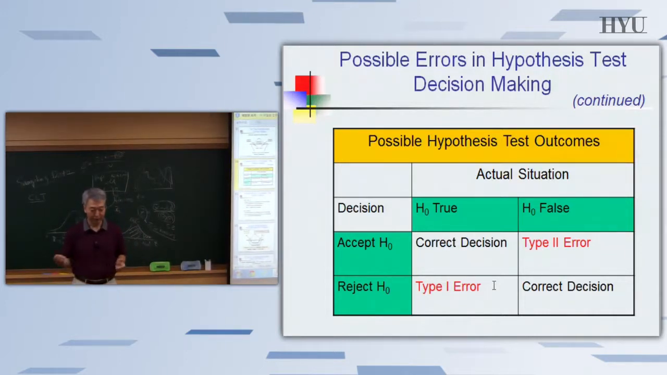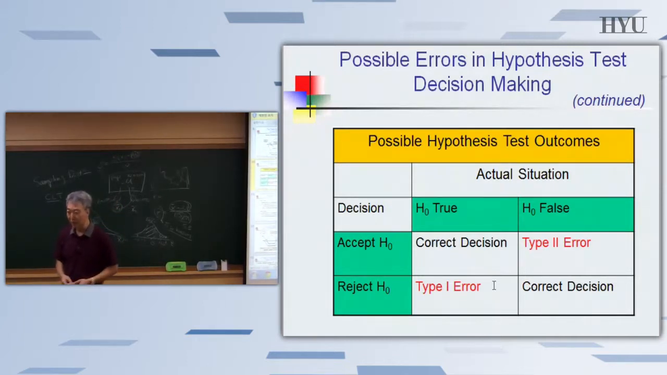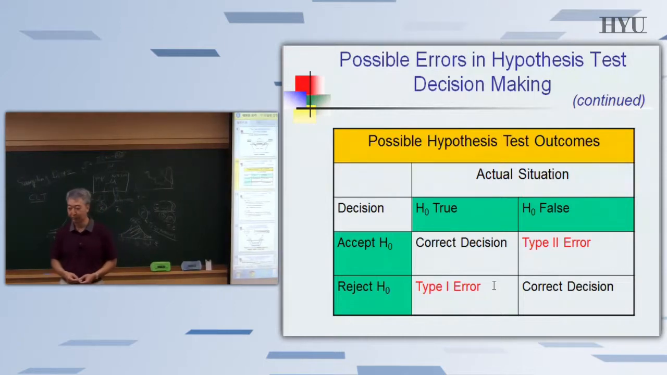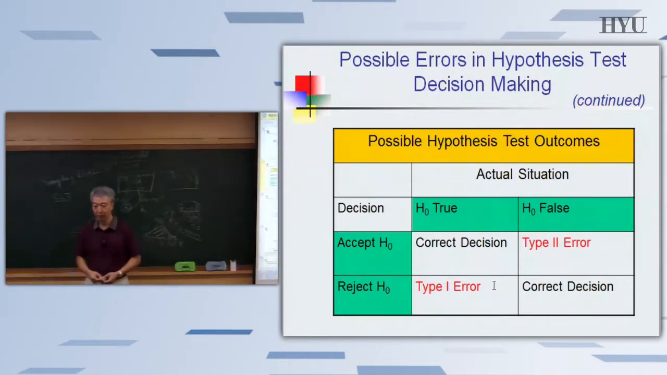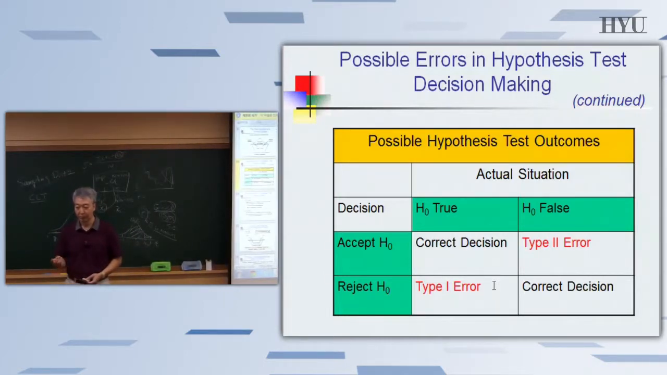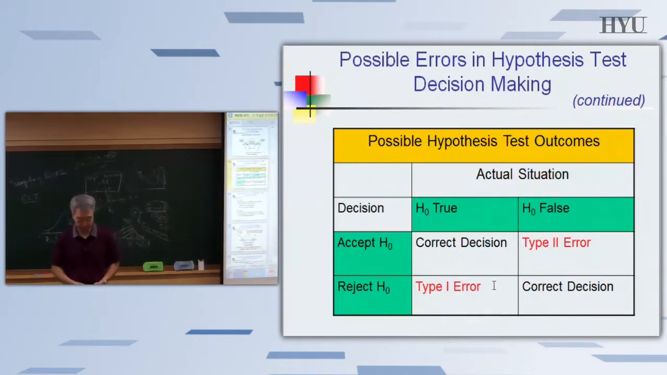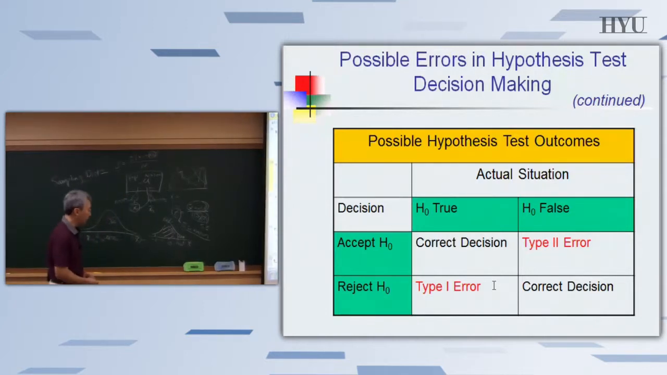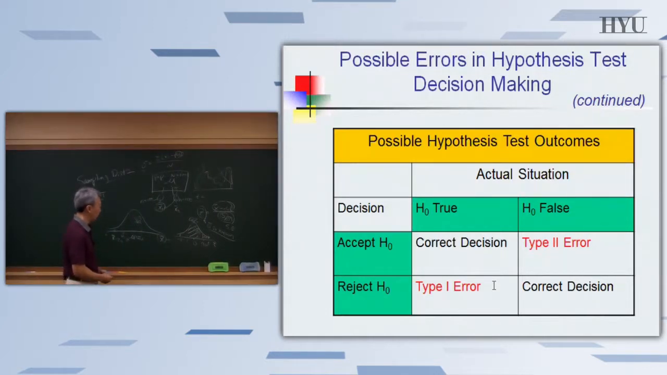It's the error of rejecting the null hypothesis when in fact, what? It is true, right? If you reject the null hypothesis when in fact it is true, that's type 1 error, right? The other error, type 2 error, is error of accepting the null hypothesis when it is in fact false, right? So there are two different types of errors, right? So type 1 error is error of rejecting the null hypothesis when it is in fact true.